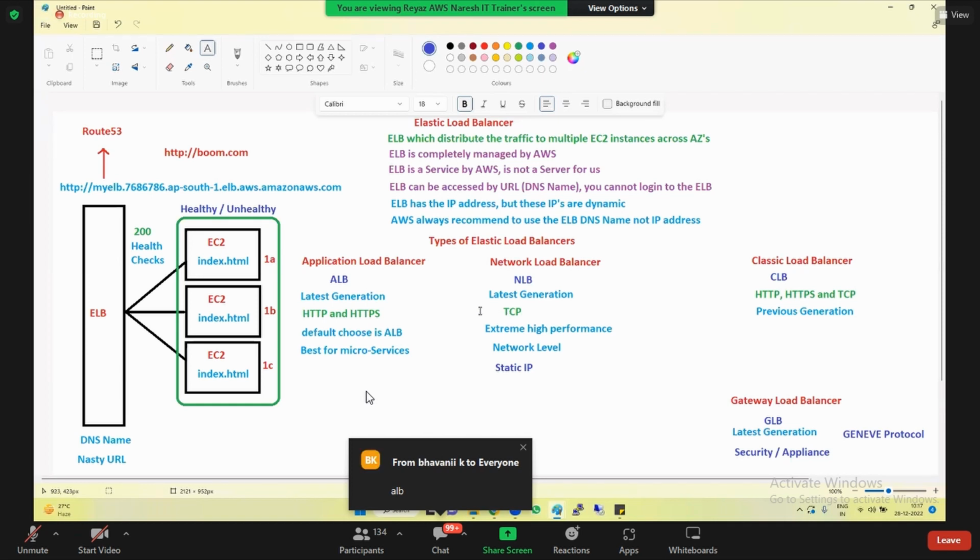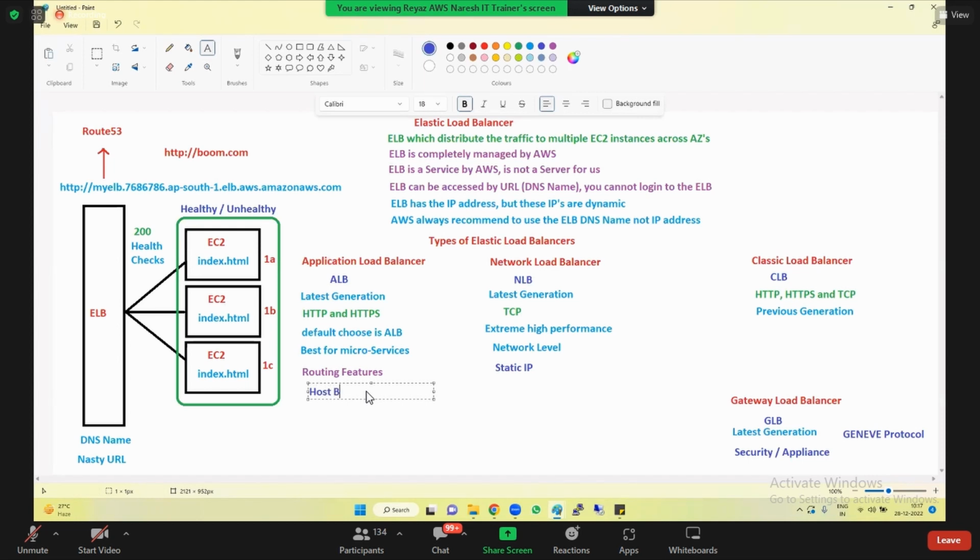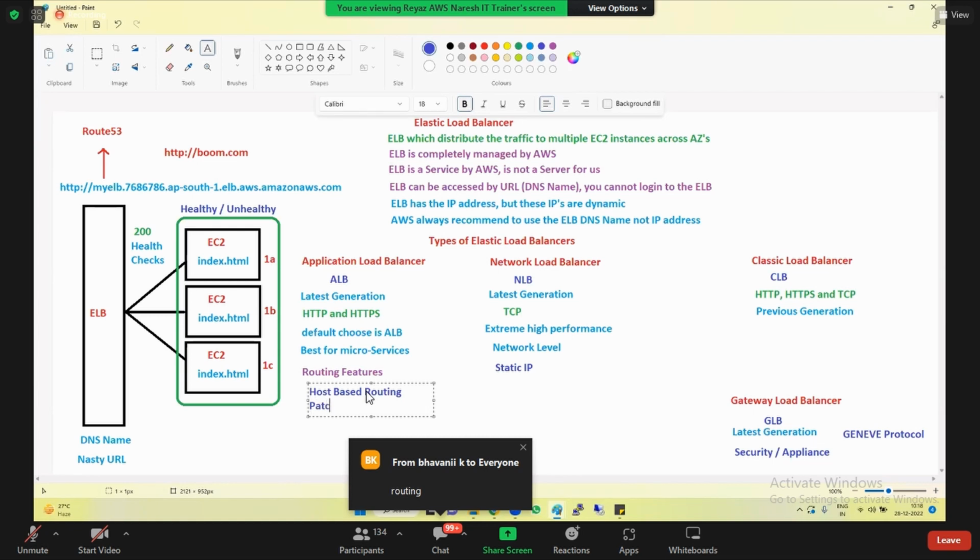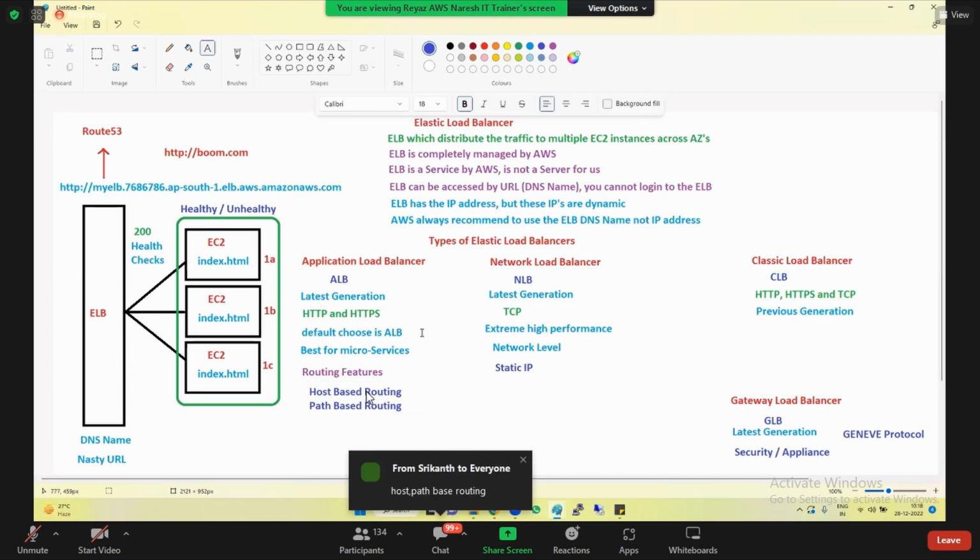Why did AWS come up with this new latest generation called application load balancer? Because it comes with something called routing features. A few of them are host-based routing and path-based routing. Rather than these two, very important. Application load balancer has host-based routing and path-based routing. Let me tell you the clear difference between application load balancer and classic load balancer.